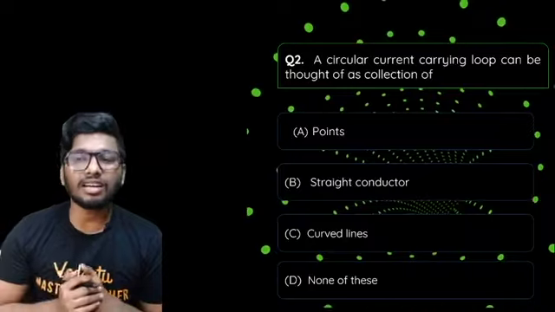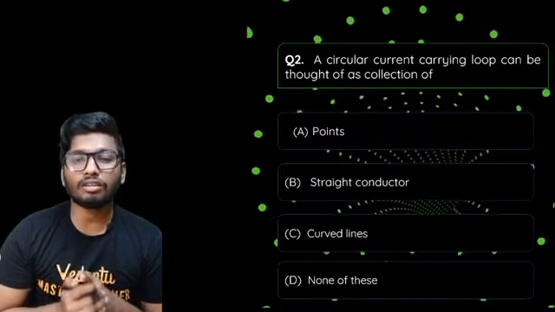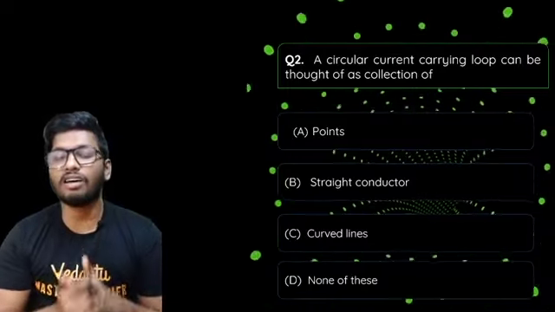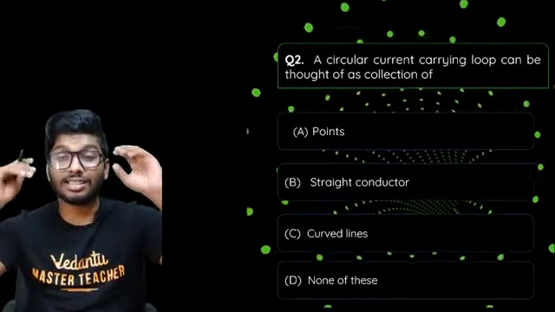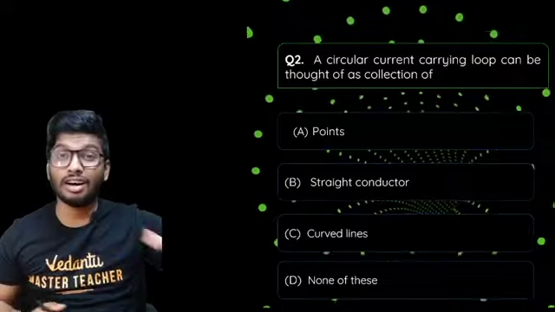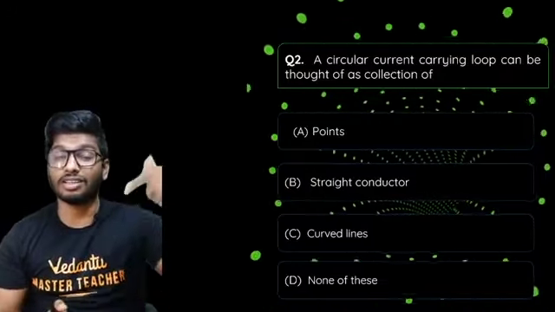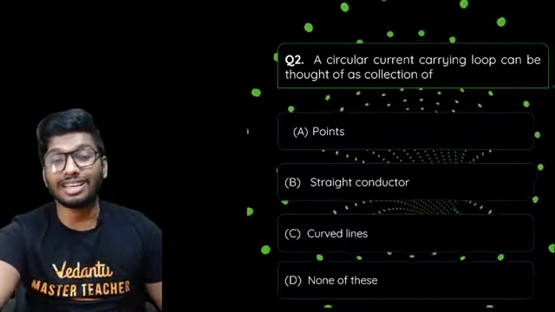Second question. A circular current carrying loop can be thought of as a collection of points, straight conductors, curved lines, or none of these. What is the answer for this question? I just told you this. We can imagine that to be something like that. So tell me what is the answer in the comment section below. The answer to this question, guys, is straight conductors.